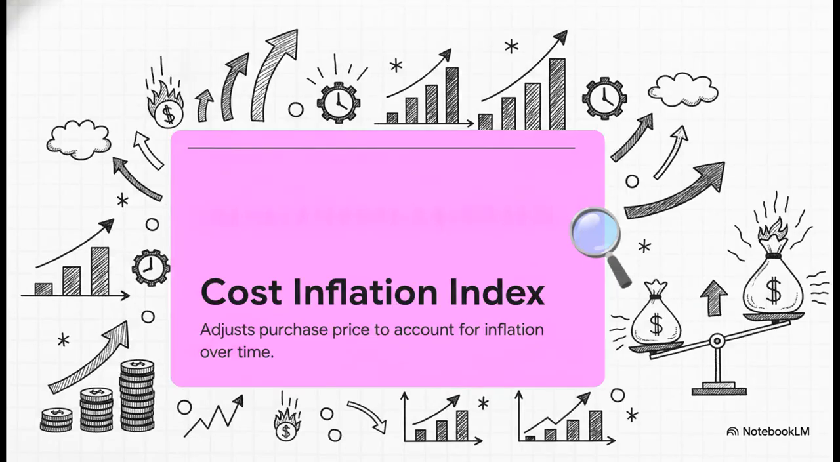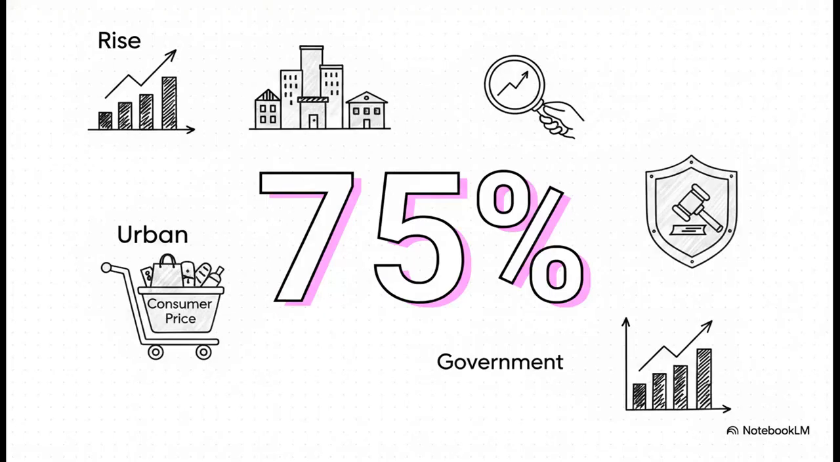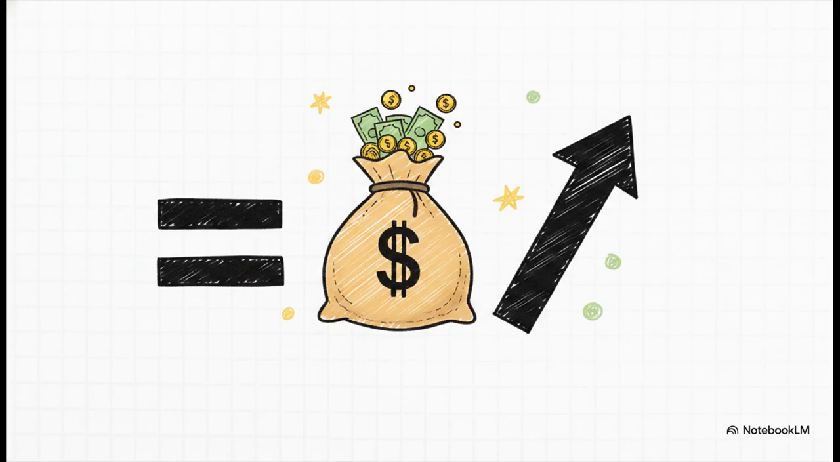Indexation is a total game changer. It adjusts your original purchase price upwards to account for inflation. The government bases this index on a 75% average rise in the Urban Consumer Price Index. Subtracting those costs from your net consideration finally leaves you with your gross capital gain.